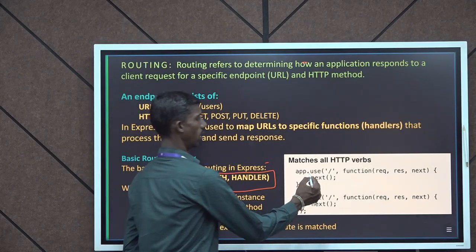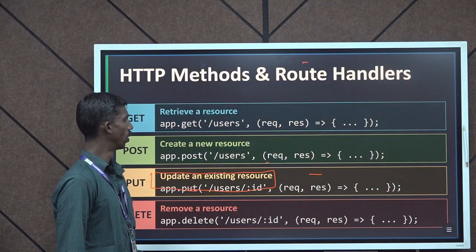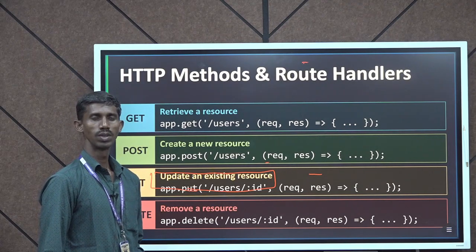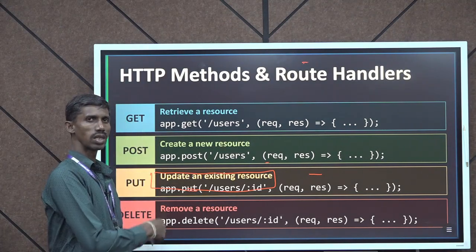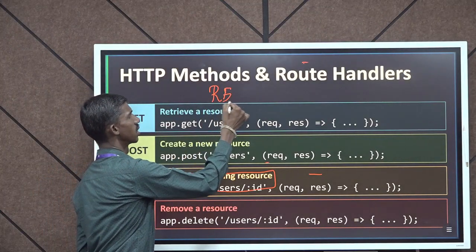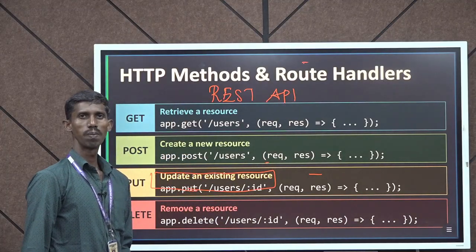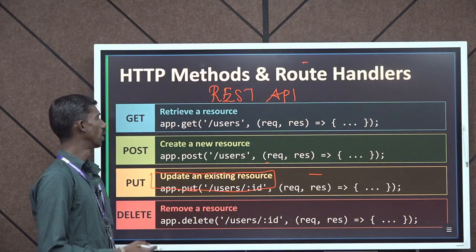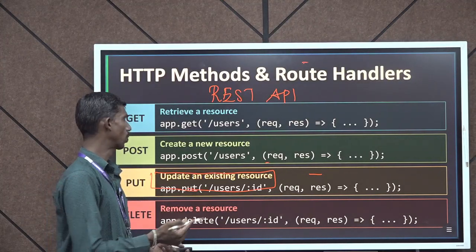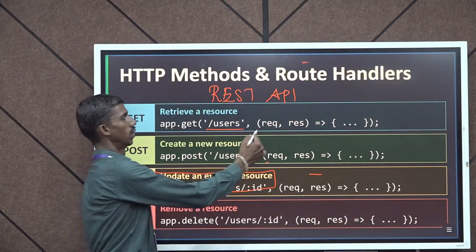We can use it for all HTTP verbs. HTTP methods and route handlers. These are the four major HTTP methods for any REST API: get, post, put, delete. When I say it is a get, it retrieves the resource. For that, app.get of the URI and the function handler.